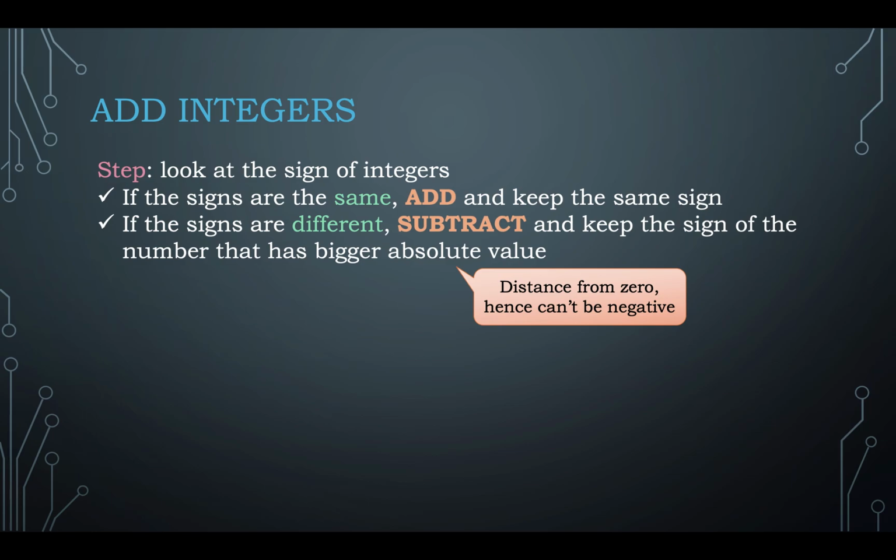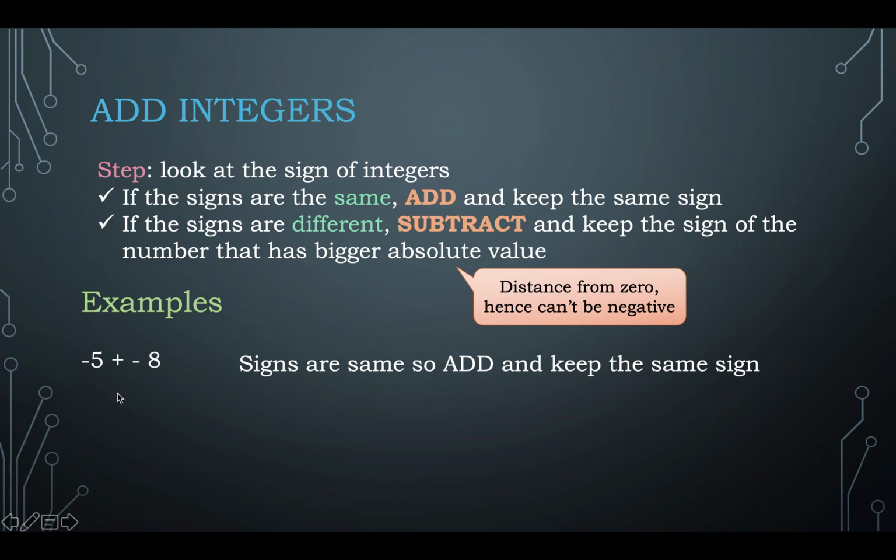I will show you some example on how to add integers. Negative 5 plus negative 8. You need to look at the sign. Here both of them are negative. So if the signs are same, you need to add and keep the same sign. So you need to add 5 plus 8 and keep the same sign. So 5 plus 8 is 13. Since both of them are negative, you need to keep negative.